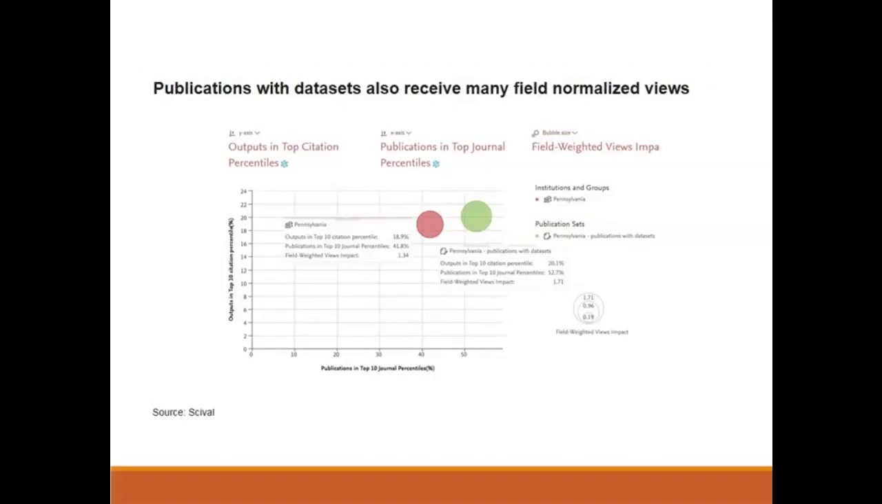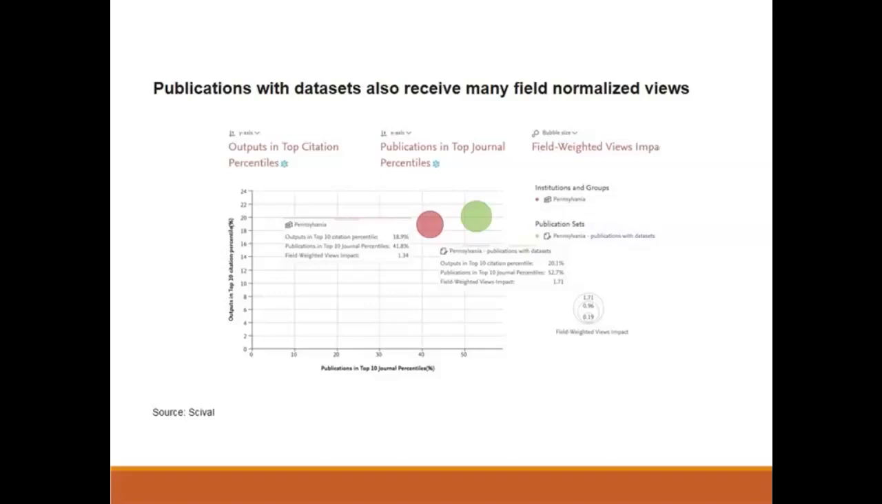And again, this is one of our observations which has motivated some of the product development work that we've done. So at the same time, while in terms of absolute numbers, like I showed on the slide before, publications with data sets are small in terms of absolute number, what we do find is that they also receive many field normalized views. So we still have our y-axis and our x-axis representing the same metrics. What you'll notice this time is that the green bubble is much larger than it was before, and it's also larger than the magenta bubble. And the magenta bubble is representing publications without data sets, and the green bubble is representing publications with data sets.